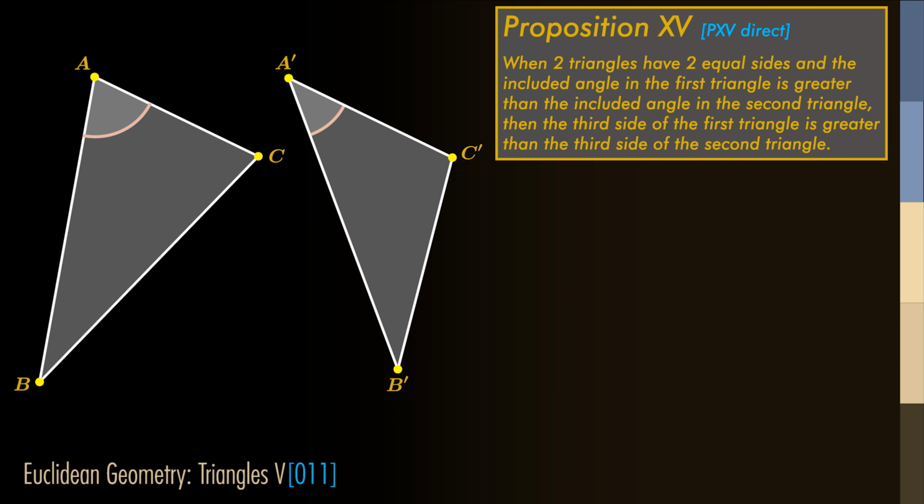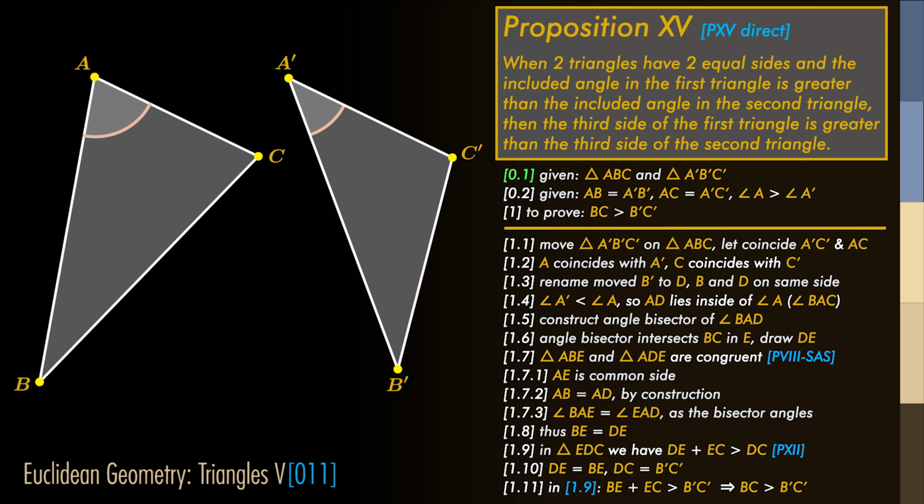The final proposition in this chapter sounds like: when two triangles have two sides that are equal, and when the included angle in the one triangle is greater than the included angle in the other triangle, then the third side of the first triangle is greater than the third side of the second triangle.